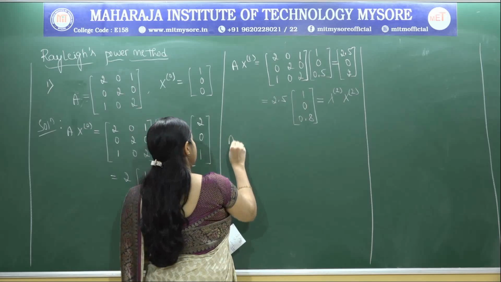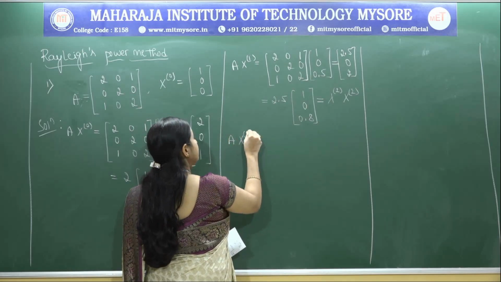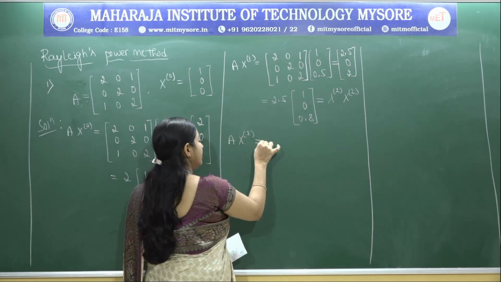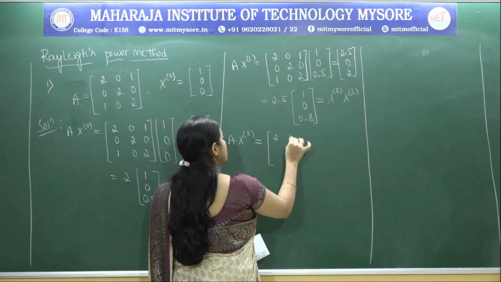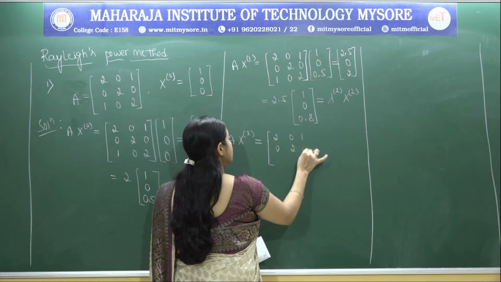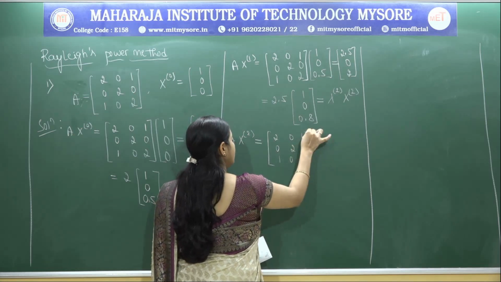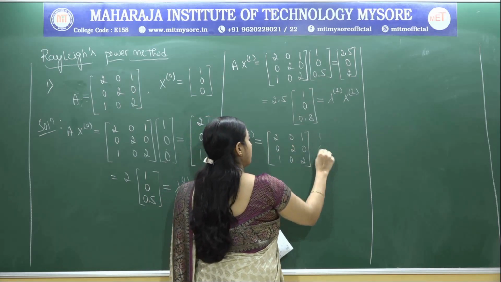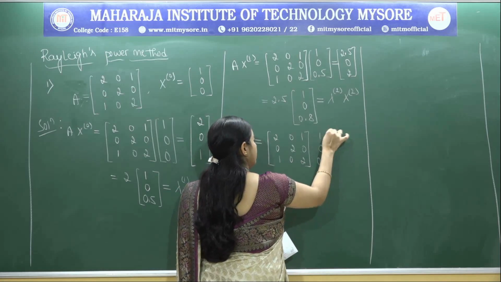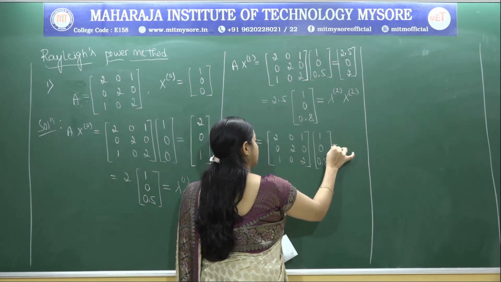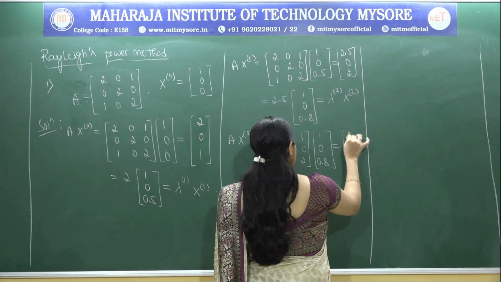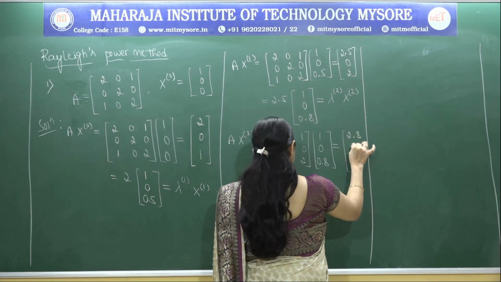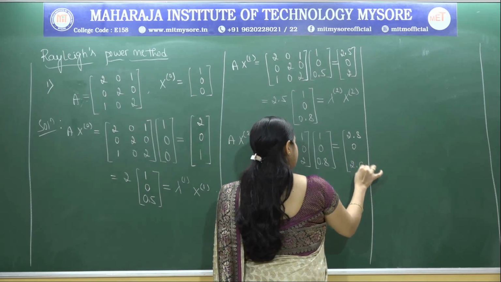So the next one, again you take the matrix multiplication of A and x with the second iteration. So the first one it is 2 0 1, 0 2 0, 1 0 2 with the column matrix 1, 0, 0.8. Calculate, you will get the column matrix, it is 2.8, 0, 2.6.